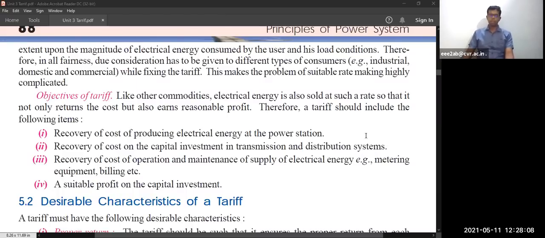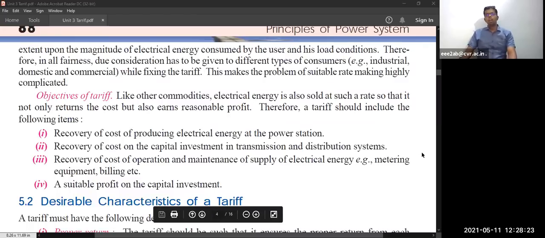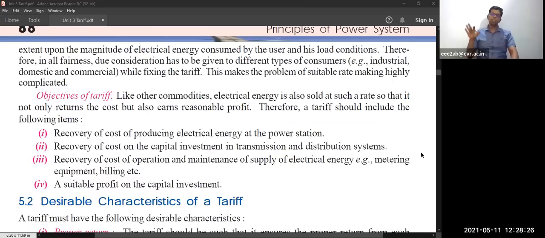Then there is metering equipment and billing. If you see substations, even now, about 70 percent of substations in India are still running with the old meters. Those meters are 50 years old, and still they are running. Around 2011 or 12, they slowly started to replace all these electric meters.